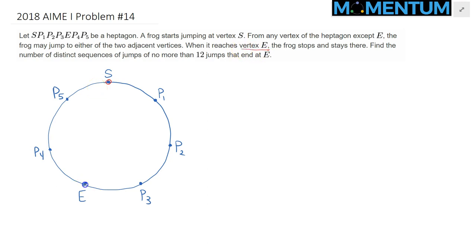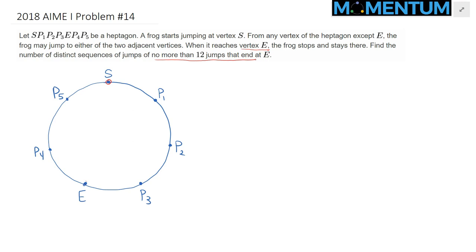If the frog somehow lands on vertex E, which can happen if in the previous step you were in P4 or P3, then the frog remains at vertex E. So we need to find the number of ways to reach vertex E in no more than 12 steps.